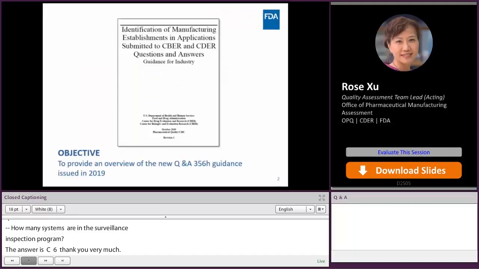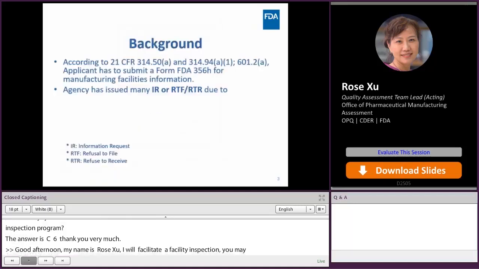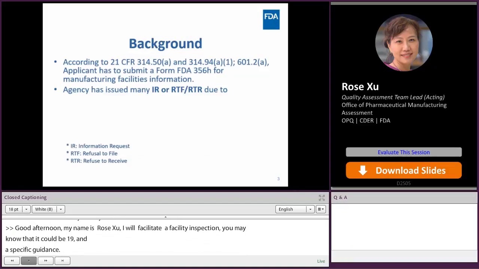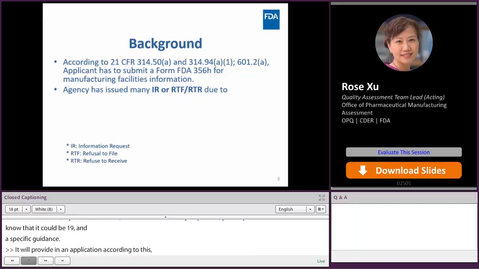As you already know, in October 2019, FDA issued a new Q&A 356h guidance. So why does the applicant have to provide the facility information in the applications? According to 21 CFR 314.50(a)(b) and 314.94(a)(1), and for a BLA, 601.2, the applicant has to submit a form FDA 356h for manufacturing facility information.